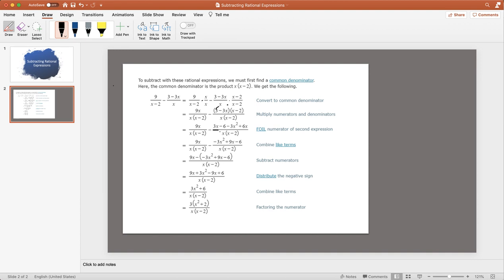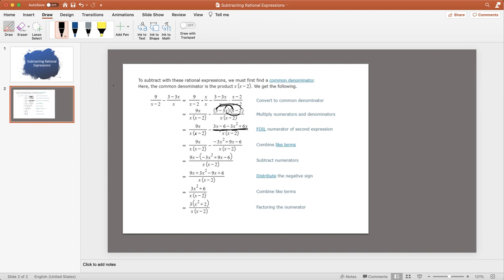So there's 3 times x is 3x. 3 times negative 2 is negative 6. Here's my 3x squared. I take negative 3 times x, my inner terms, and I get the negative 3x squared. And I take negative 3x times negative 2, and I get positive 6x. So this is how we get that numerator there.